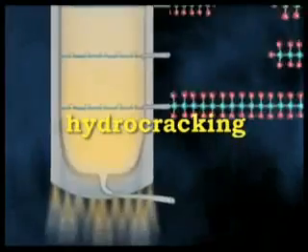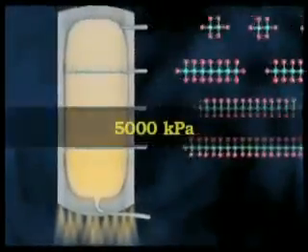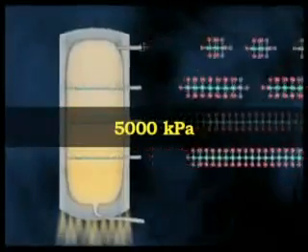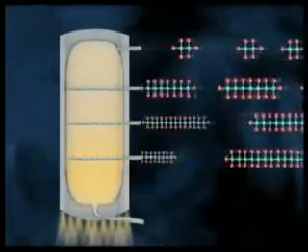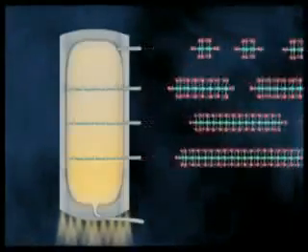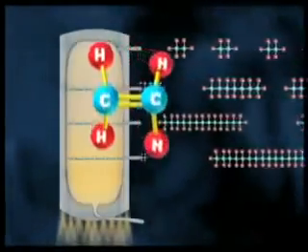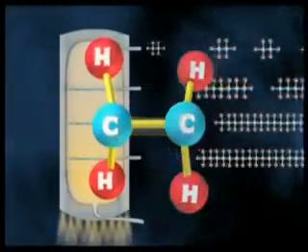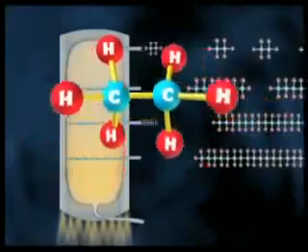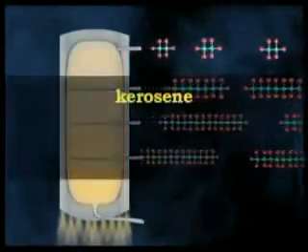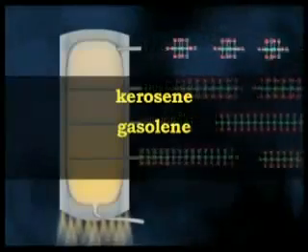In hydrocracking, crude oil is heated at very high pressure, usually around 5,000 kilopascals, in the presence of hydrogen with a metallic catalyst such as platinum, nickel or palladium. This process tends to produce saturated hydrocarbons such as shorter carbon chain alkanes, because it adds a hydrogen atom to alkenes and aromatic hydrocarbons. It is a major source of kerosene jet fuel, gasoline components and LPG.